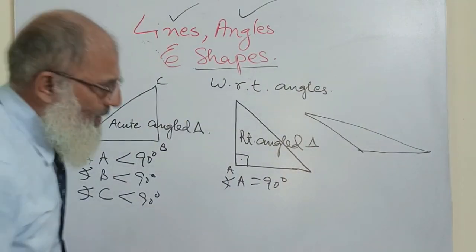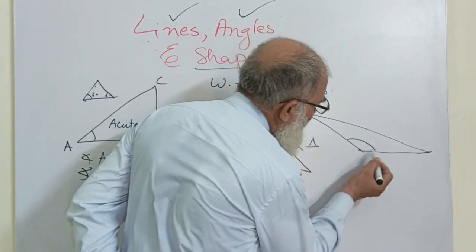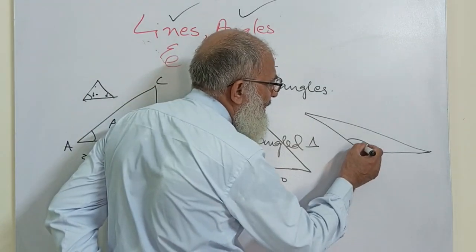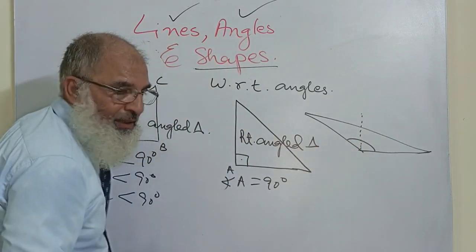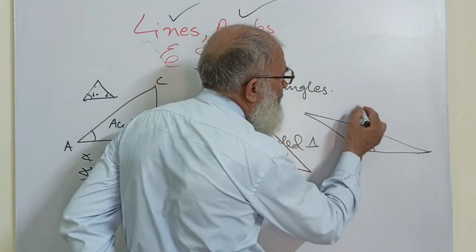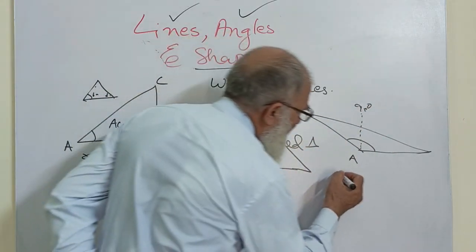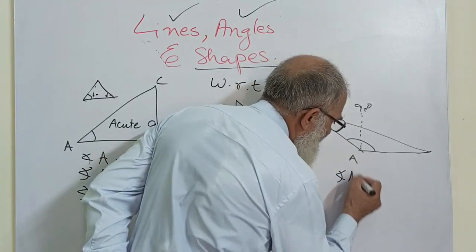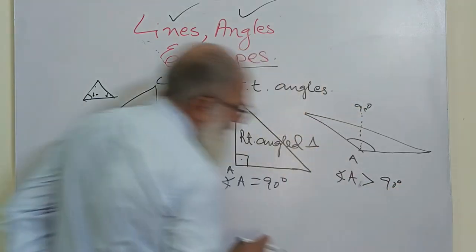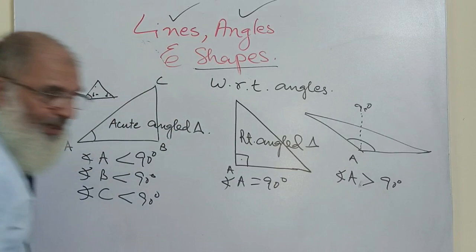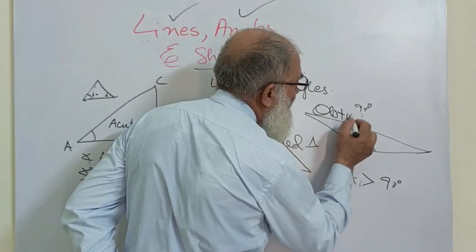Obtuse angle triangle. You know that an obtuse angle triangle has one angle that was, let us say, 90 degrees, and now it has gone beyond 90 degrees. So if one angle is greater than 90 degrees, then the triangle is said to be an obtuse angled triangle.